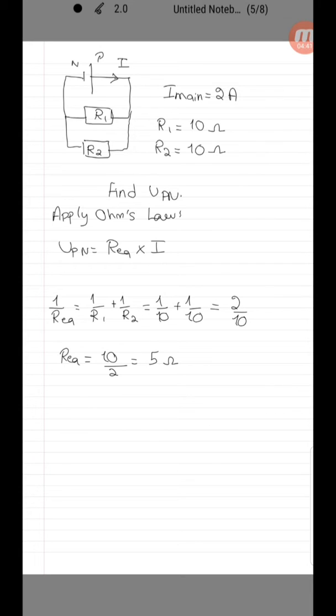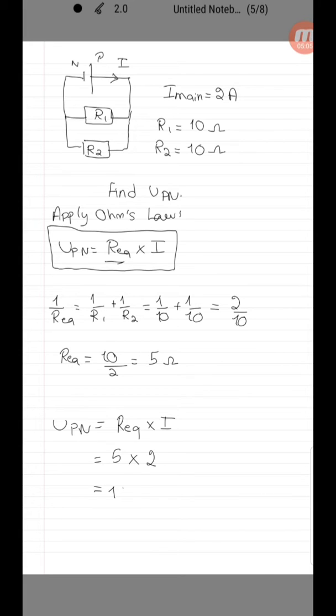So R equivalent is 5 ohms. Now I have found R equivalent, I can apply the formula UPN equals R equivalent, which is 5, times the main current I, which is 2 amperes. So UPN is equal to 10 volts.